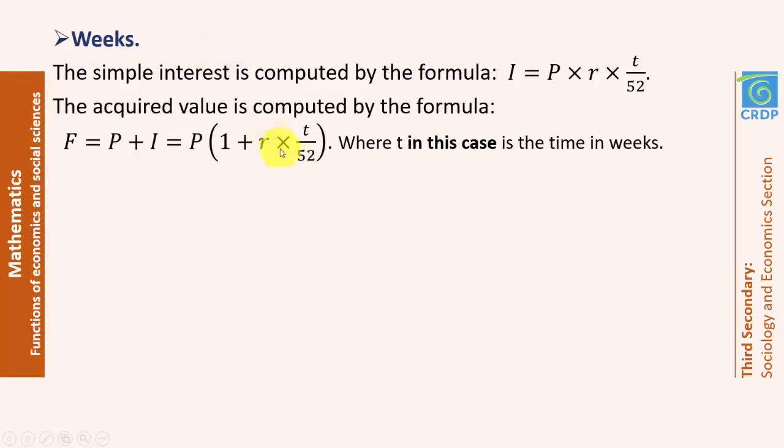We know that in a year we have 52 weeks. In this case, the simple interest is computed by the formula I equal P times R times T over 52. Again, T is replaced by T over 52. So the acquired value is computed by the formula F equal P plus I, which is P into 1 plus R times T over 52 by taking P as a common factor. And in this case, T is the time in weeks.